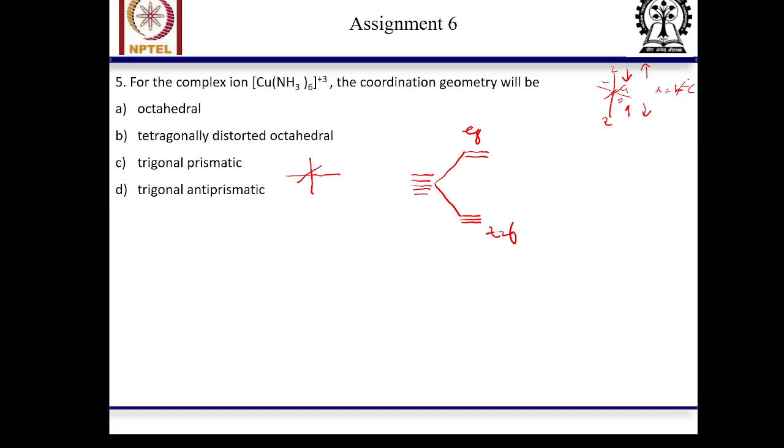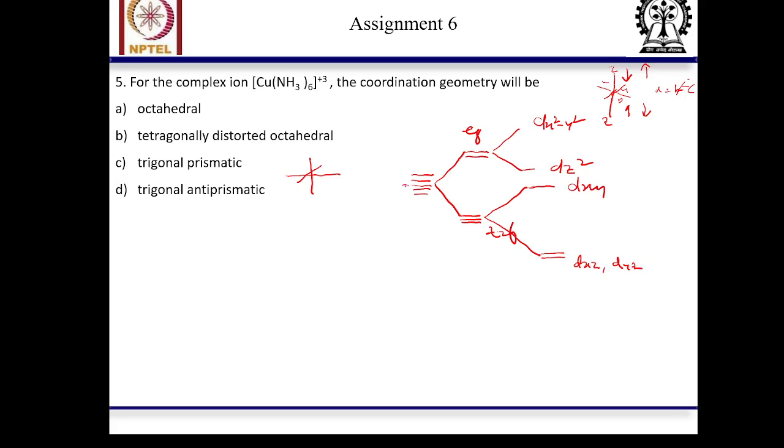Now suppose two ligands are moving away from the metal. What will happen? The t2g and eg will further split. Since the ligands are moving away from the metal ion, dz2 will stabilize and dx2-y2 will destabilize. Similarly, at the bottom, dxz and dyz will stabilize and dxy will be destabilized. Right?